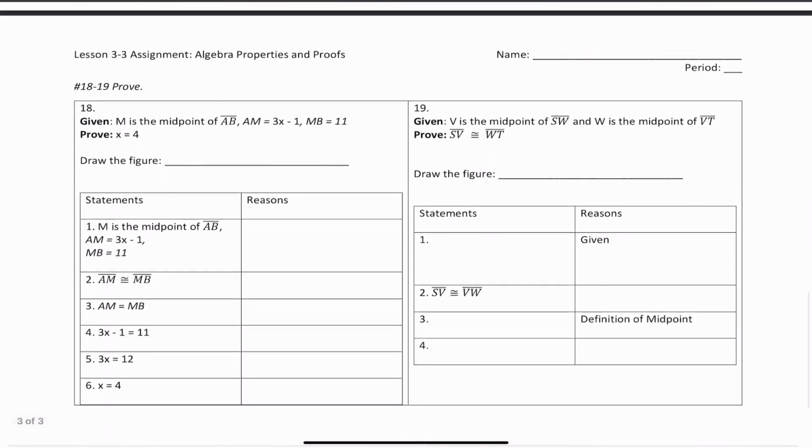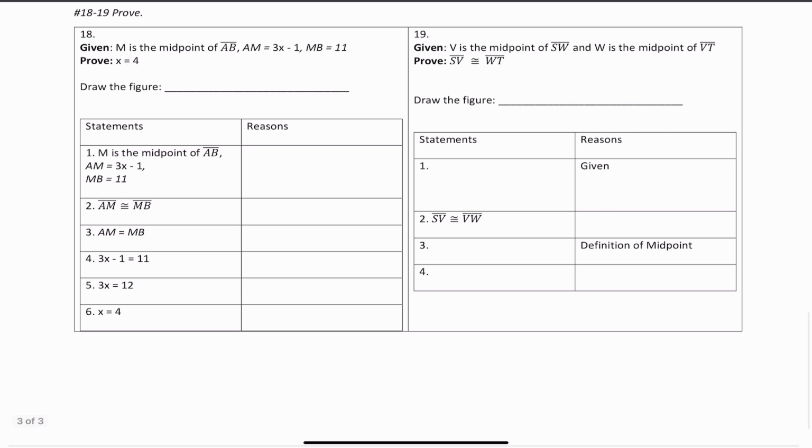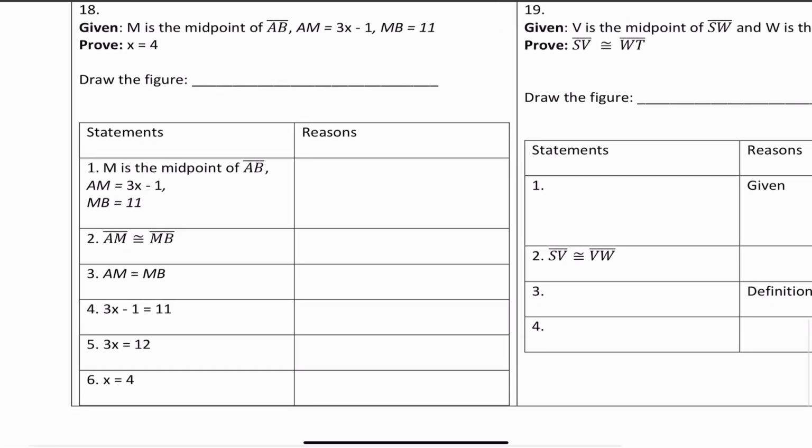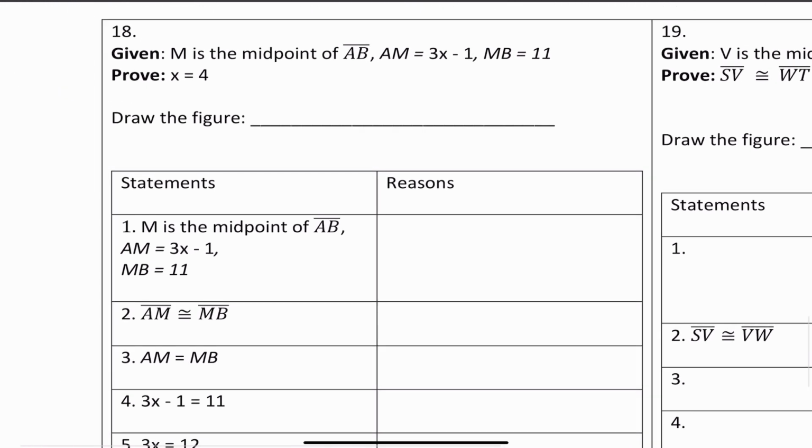All right. Now, I'm thinking about going over 18 and 19 because these are a little tricky and require you to use your brain. So let's take a look at number 18. My goal here is to prove, this is a geometry proof with some algebra. It says that given that M is the midpoint of segment AB, AM is 3x minus 1, and MB is equal to 11, prove that x is equal to 4.